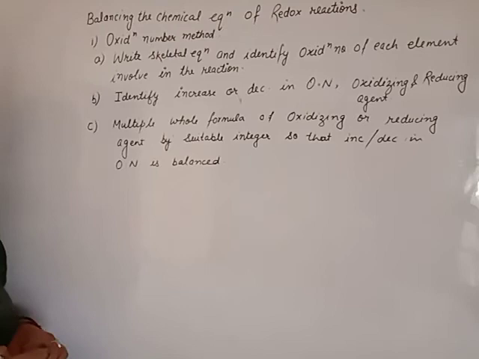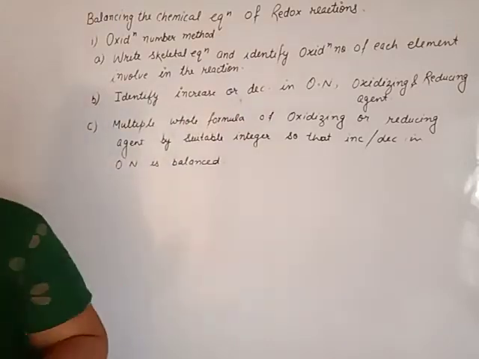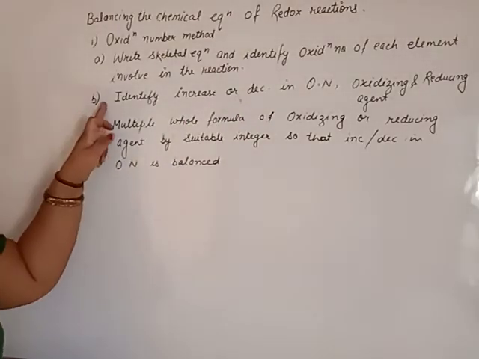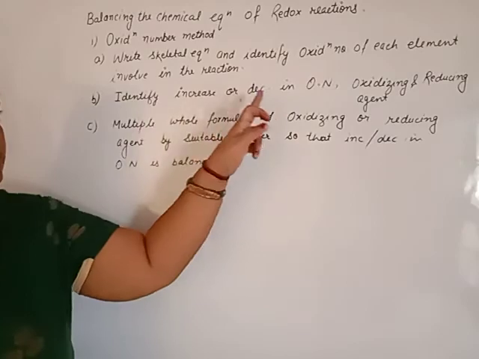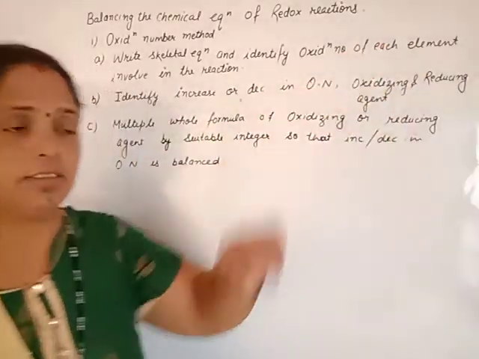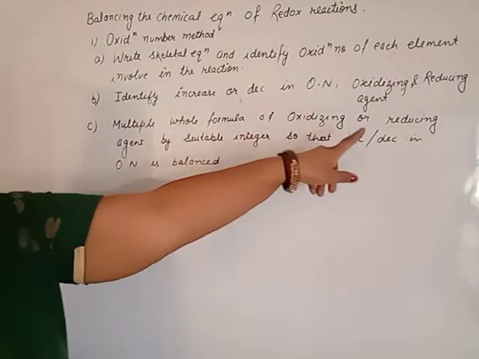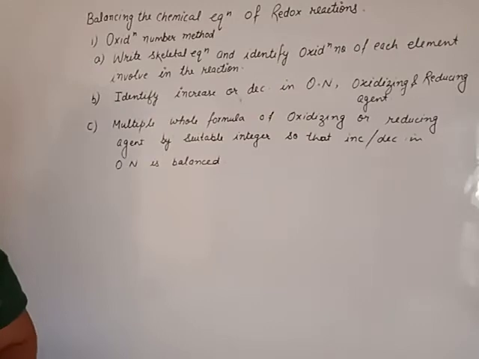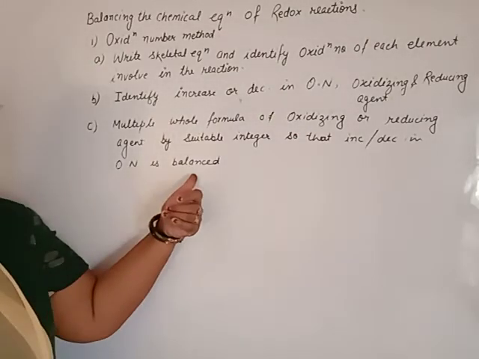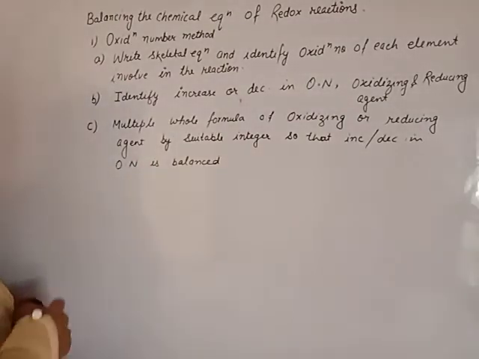Let me first of all write the equation. Second, write oxidation number of each element involved in the reaction. Then identify increase in oxidation number, decrease in oxidation number, oxidizing agent or reducing agent. Then multiply whole formula of oxidizing or reducing agent by suitable integer, so that increase or decrease in oxidation number is balanced on equal platform.